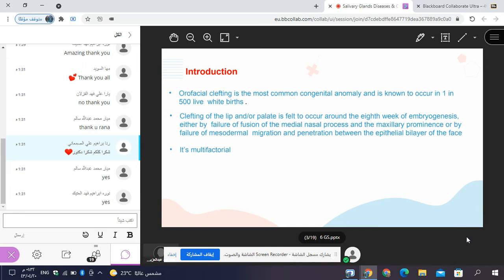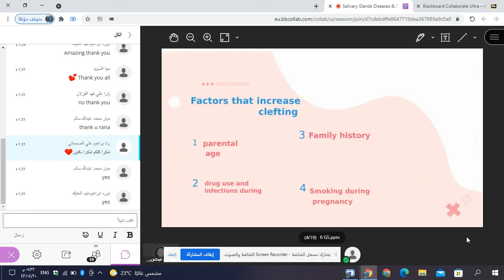A clefting of the lip or palate is felt to occur around 8 weeks of embryogenesis, either by failure of fusion of the medial nasal process and maxillary prominence, or by failure of the mesodermal migration. It is multifactorial. These factors increase clefting: parental age and family history, drug use and infection during pregnancy, and smoking during pregnancy.